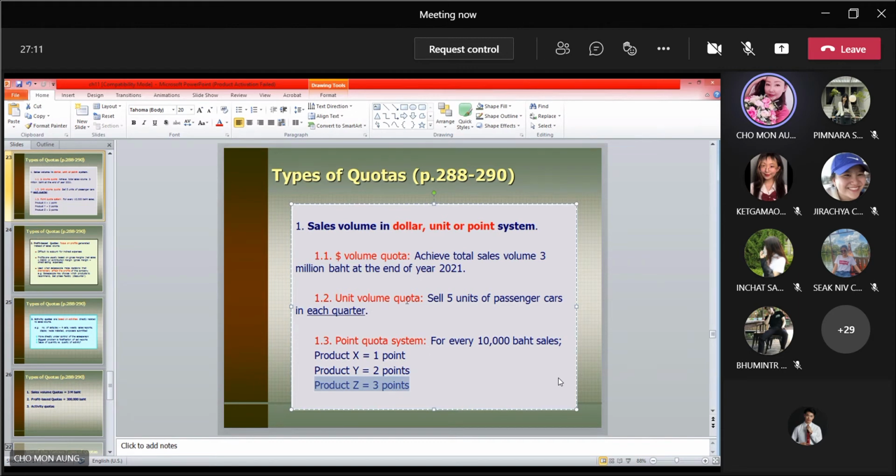But for unit volume quota system, the second one, usually the companies are selling heavy machines and equipment and installation. For example, machines, production machines, okay, or the systems, robotic system, IT system, or automobile, cars. Usually they set a quota in terms of volume. How many machines they have to sell in a year? How many cars they have to sell in a year? That kind of situation, okay?